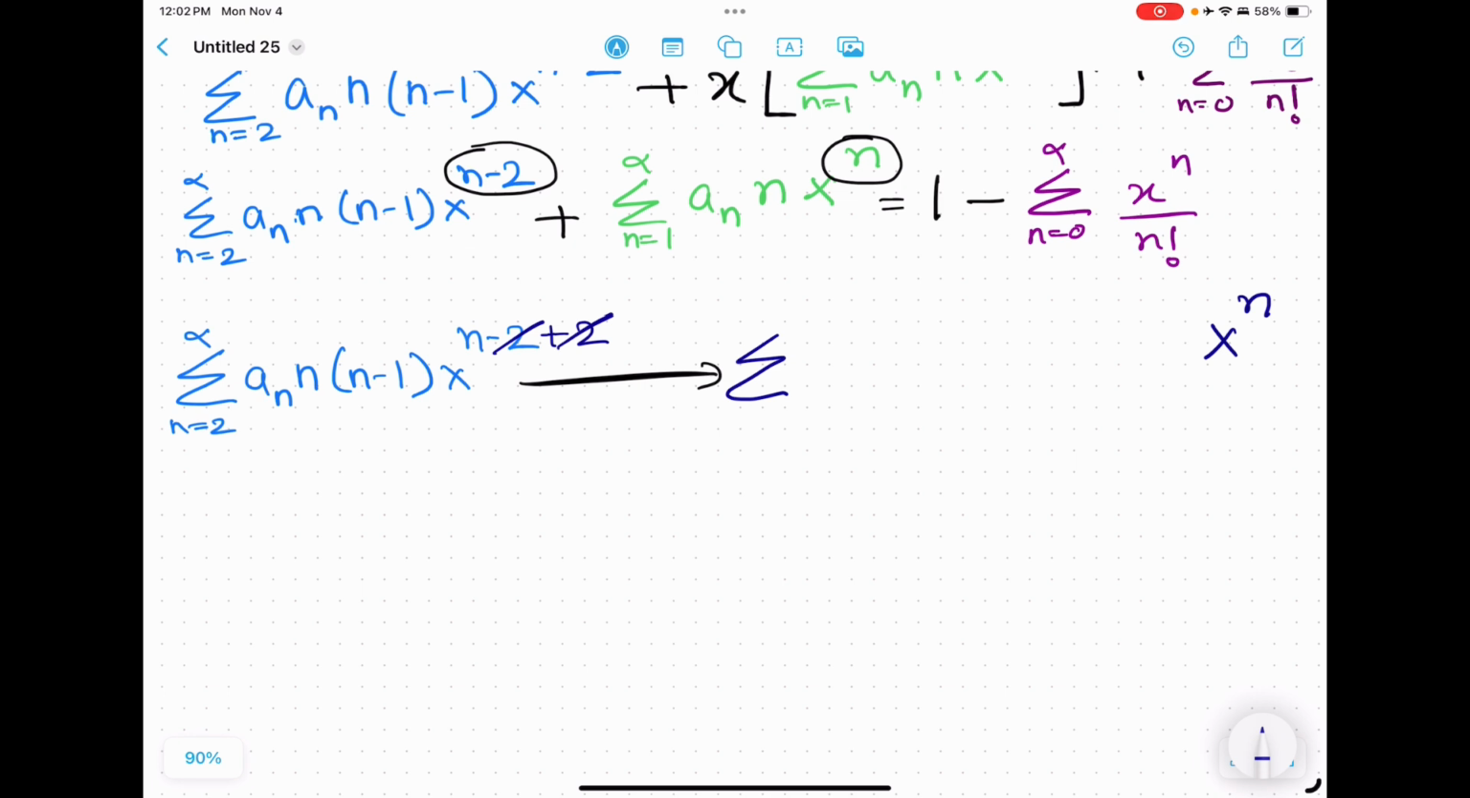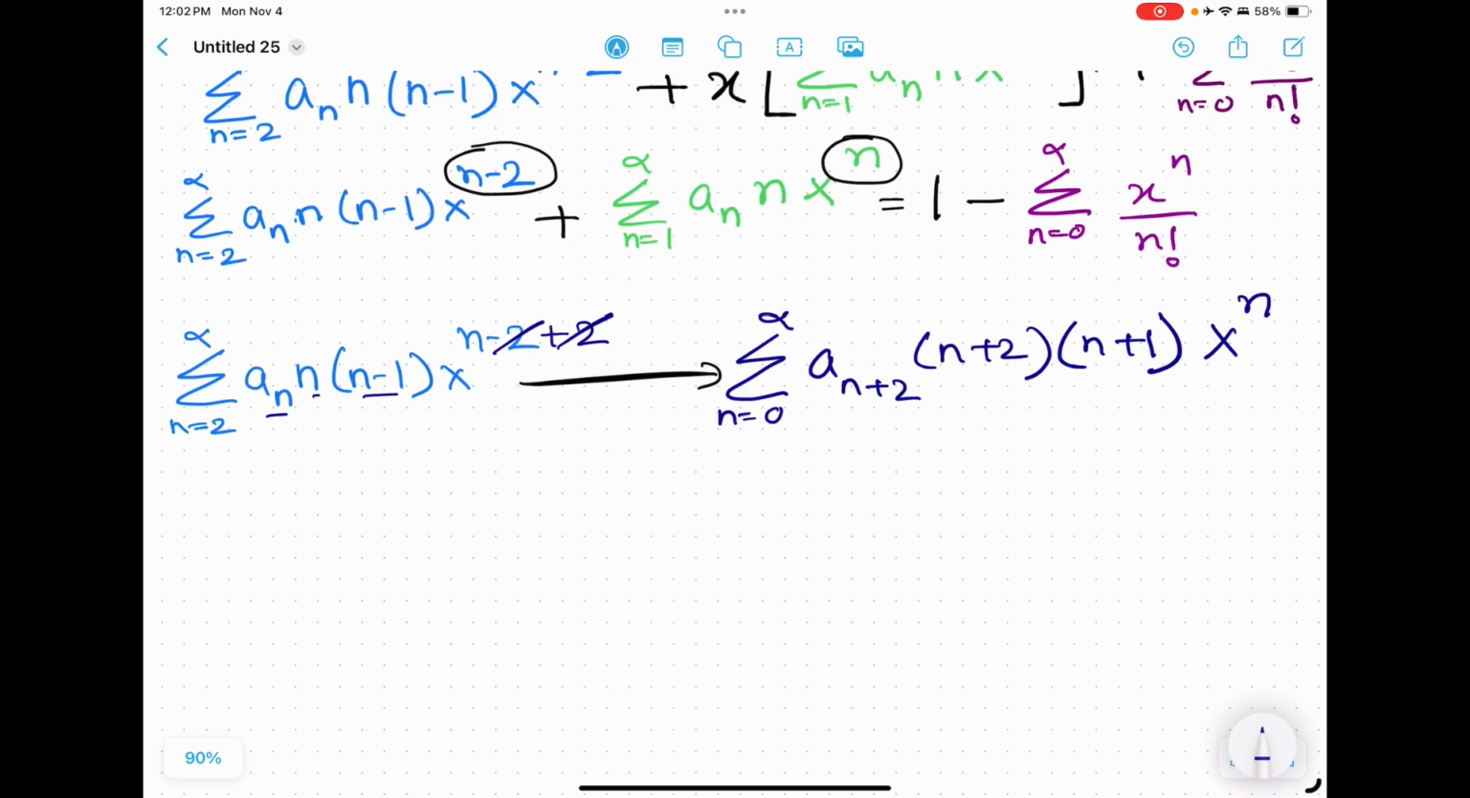That means my a sub n now becomes a sub n plus 2. And then my n over here becomes n plus 2. And then my n minus 1 becomes n plus 1, okay, because n minus 1 plus 2 is just n plus 1. And since all my n's increased by 2, that means my starting index will decrease by 2. So instead of starting from 2, it's now going to start from 0 to infinity.